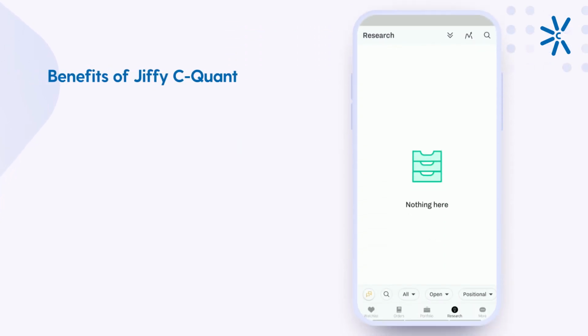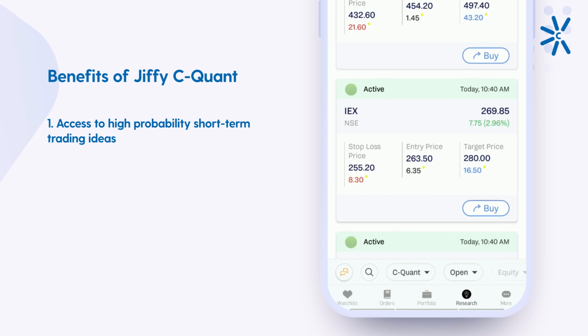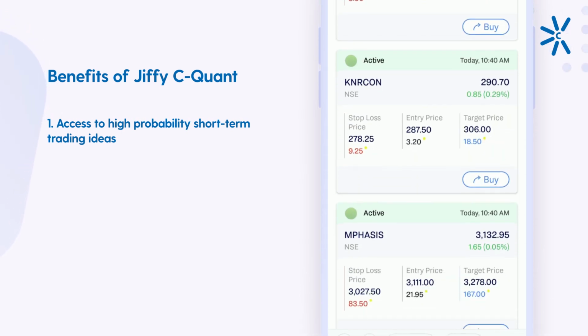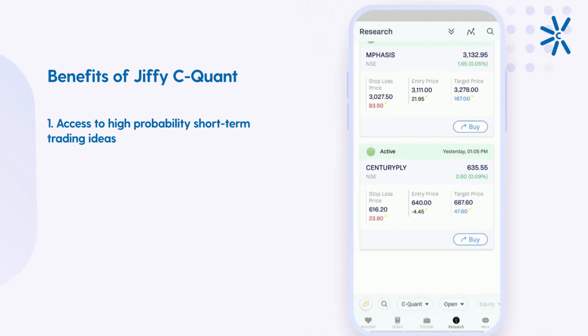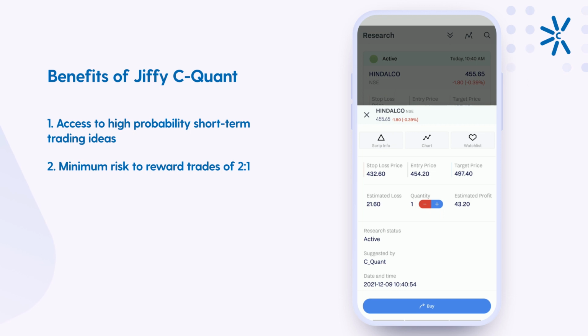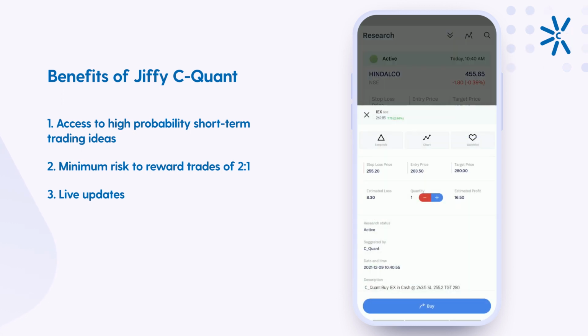Benefits of Jiffy C-Quant: access to high-probability short-term trading ideas which have been rigorously developed and backtested using quantitative and statistical methodologies. Minimum risk to reward trades of 2:1. Live updates, time-sensitive trading ideas, so never miss a buy or exit recommendation.